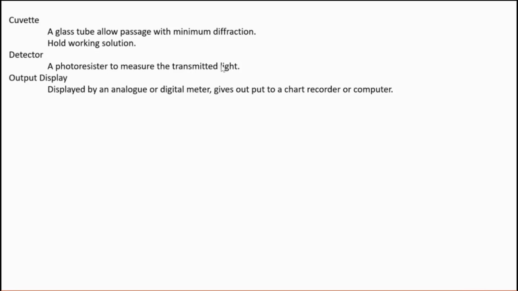Photoresistor means it has a photoconducting ability. Whenever transmitted light is falling on the detector, that means first we are passing light from the light source through the solution that is contained in the cuvette, and as it passes through the solution, a certain amount of wavelength is absorbed, and the remaining is conducted out. That is called the transmitted light. That transmitted light is detected by the detector. A detector is usually a photoresistor. A photoresistor can conduct that exact amount of transmitted light to the display unit as a reading.